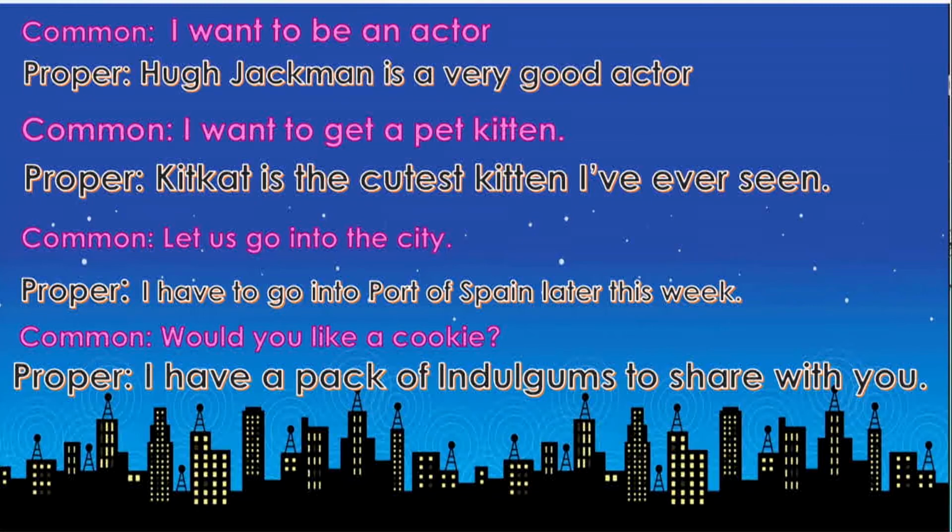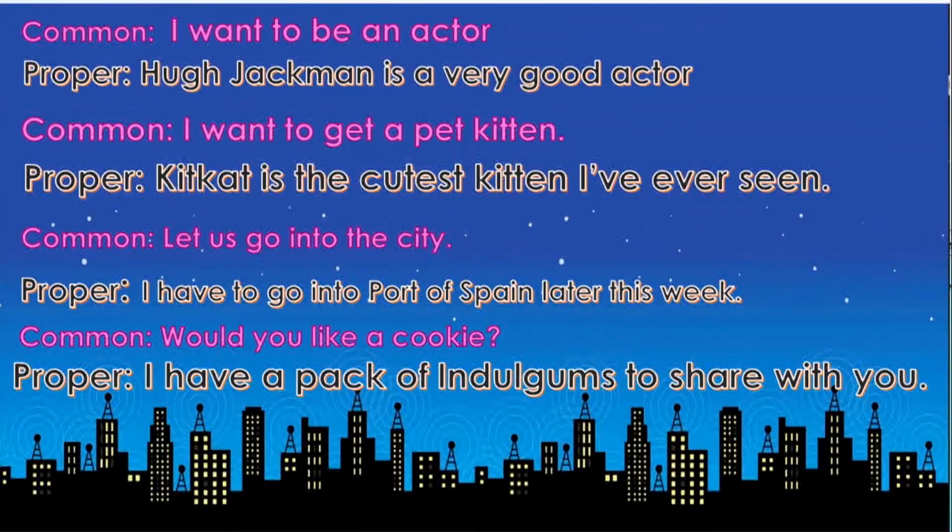Right. So now we have a few examples, both common and proper, of the same sort of sentences. So we have common: "I want to be an actor." Actor there is a common noun, because you have many different actors and actresses. But then we have "Hugh Jackman is a very good actor." Now we are talking about one specific actor. So that's where the proper comes in. Good? We have "I want to get a pet kitten." Should have gotten a dog. "Kit Kat is the cutest kitten I've ever seen." So we are talking about one particular, apparently very cute kitten in this instance.